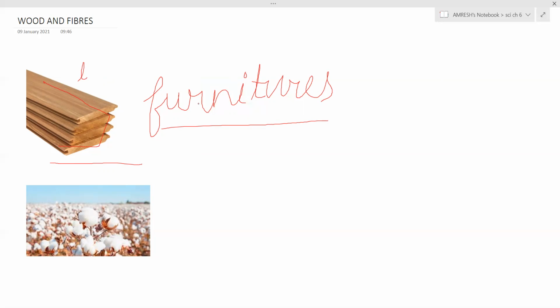Okay, and this wood is also used to burn fire. In cold places you must have seen some people have fire, some people take firewood and burn it to get warmth. So this is the very important function of wood.